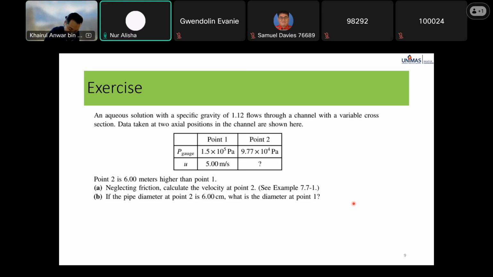Okay, so U2. Once you get U2, you can find V. Once you get V, then you get the A for point 1, and you can find the diameter.